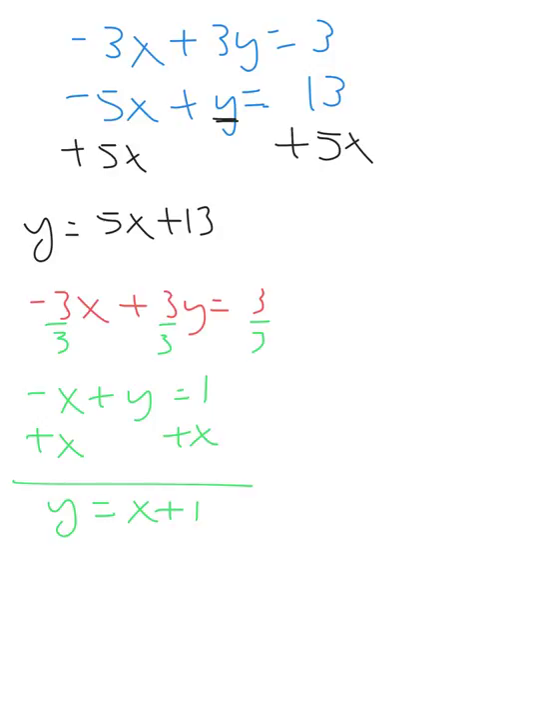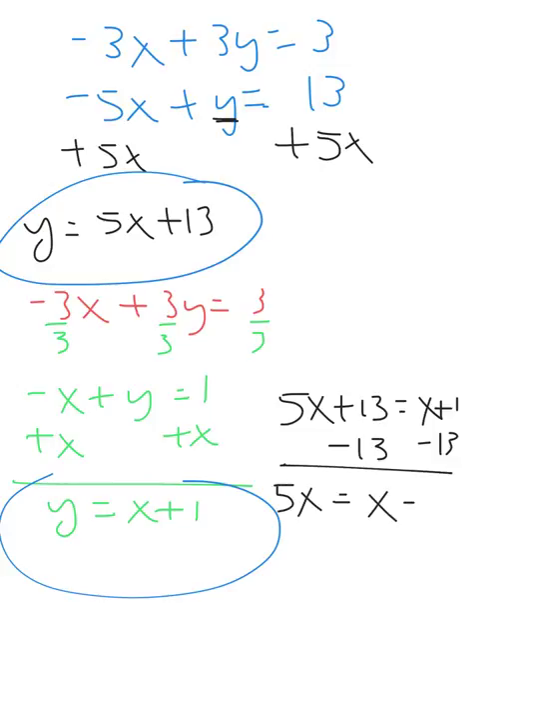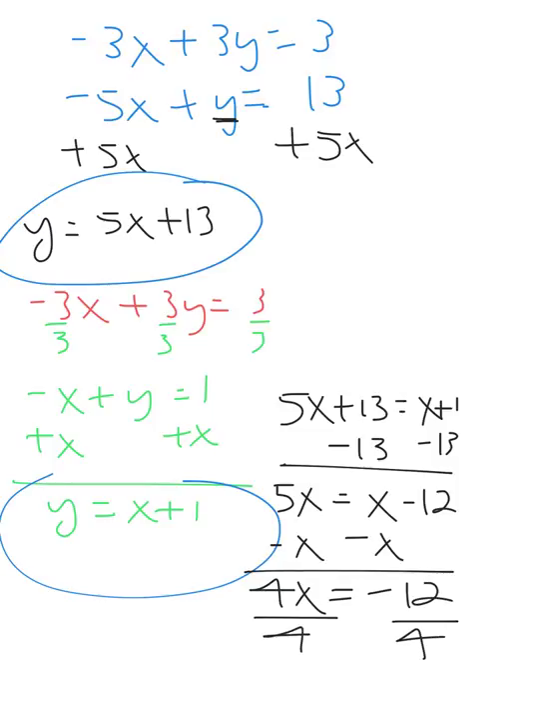Now take a look at what I have. I have y equals 5x plus 13 and y equals x plus 1. Let's combine these together and see what happens. 5x plus 13 equals x plus 1. Minus 13, 5x equals x minus 12, 4x equals negative 12, x equals negative 3.